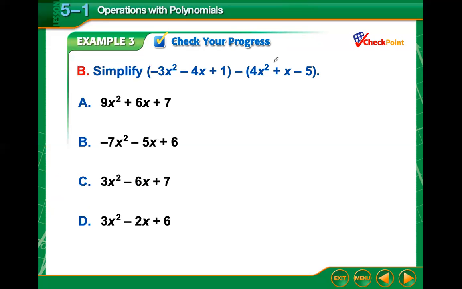Here is your next you try. Simplify negative 3x squared minus 4x plus 1 minus the quantity 4x squared plus x minus 5. All right, so when you go ahead and simplify that one, you should get b, negative 7x squared minus 5x plus 6.